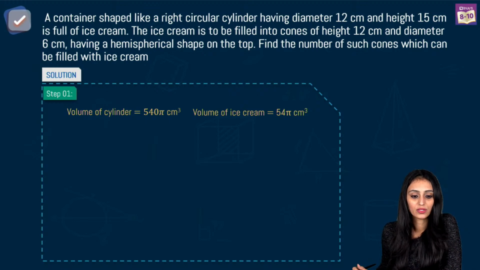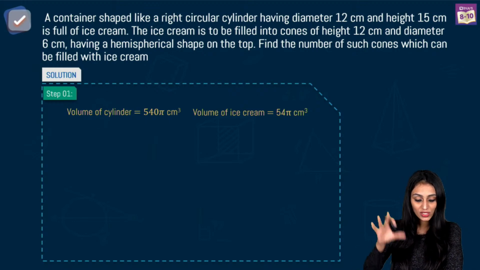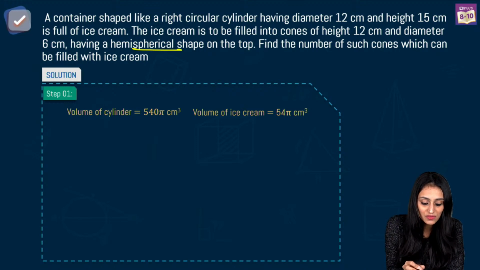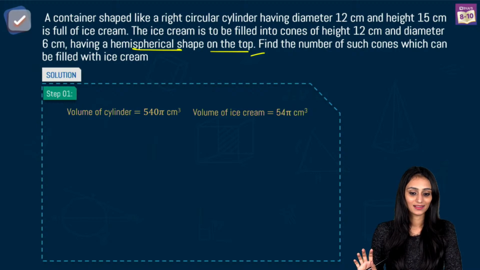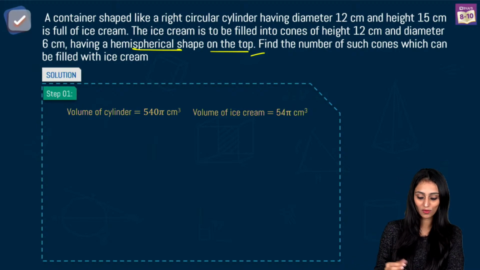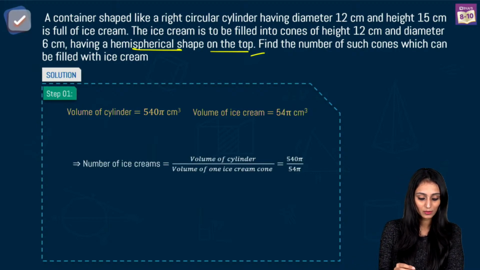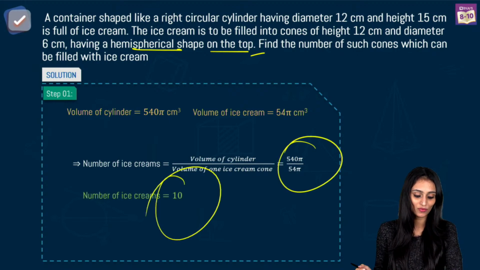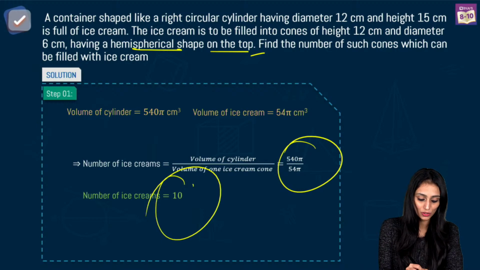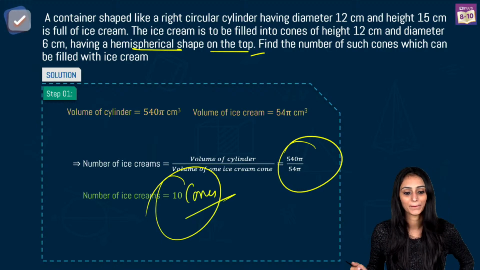Sonali, it depends. Yes, it depends. But the question says that it has a hemispherical shape on the top, so we have to consider it, right? That it has a hemispherical shape. So we'll solve accordingly now. Simply we will divide them. We get 540 pi by 54 pi. You get 10. The number of ice cream cones would be 10 here. So 10 cones would be your answer.